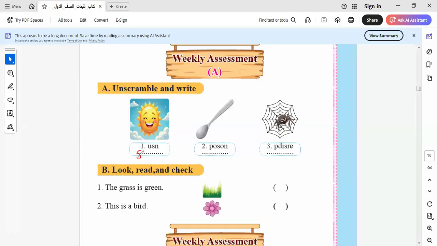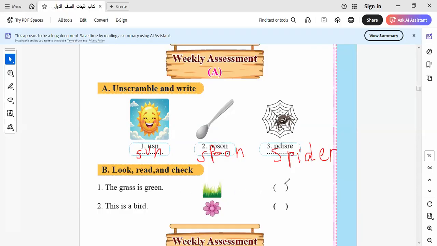Here it will be sun. When we rearrange these letters, it will be sun. So I would like to say you must keep the vocab very well to answer this question. This question can't be answered without keeping the vocab. Here is a spoon, here is spider. So we must keep the vocab very well to answer the question correctly. Here is sun, spoon, and spider.